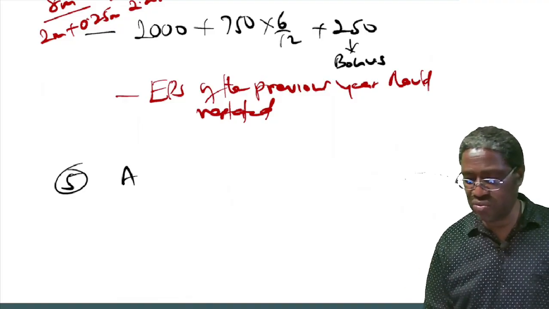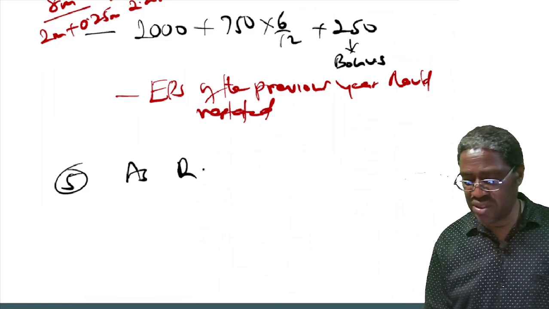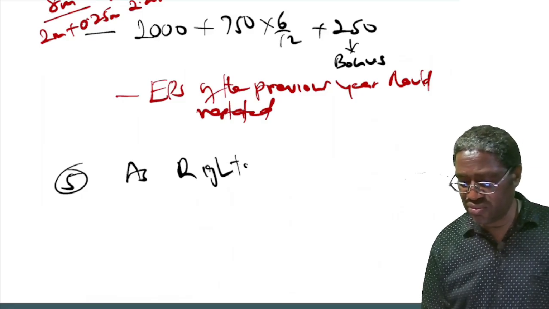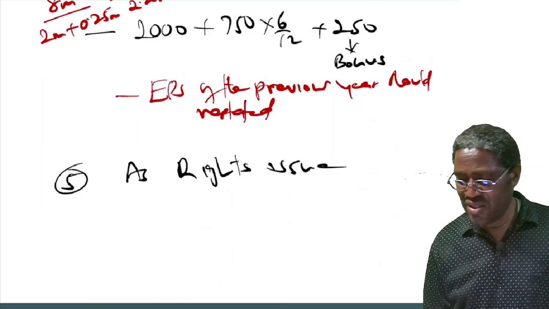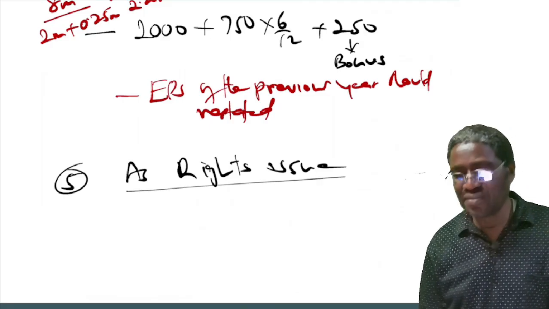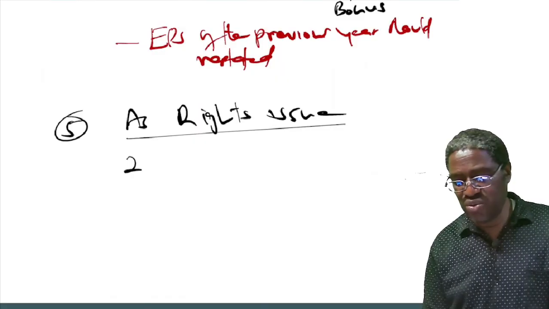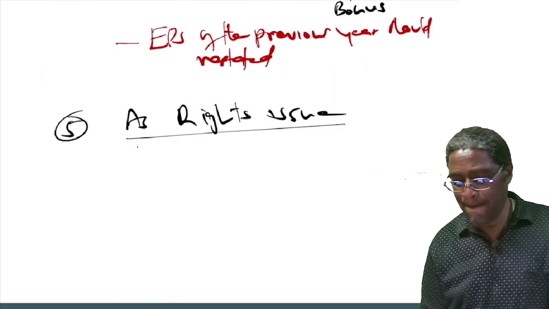a rights issue. Rights issue. How do you go about it? Let me again move on. We are assuming we began the year with 2 million.